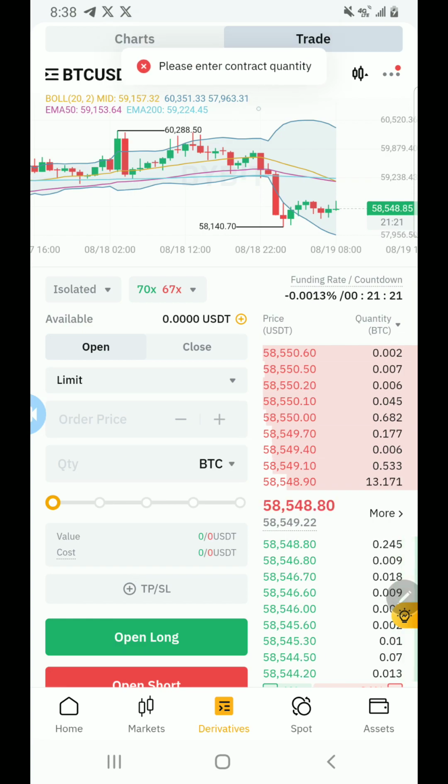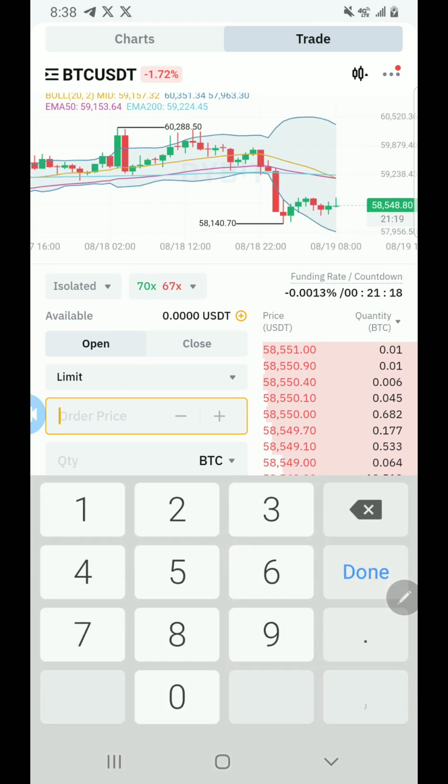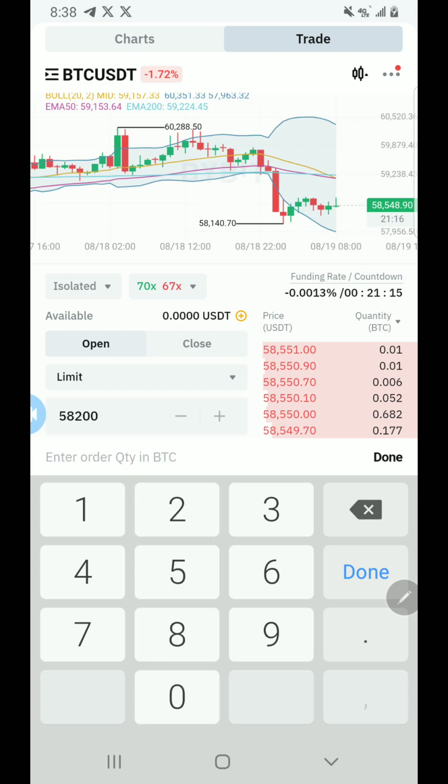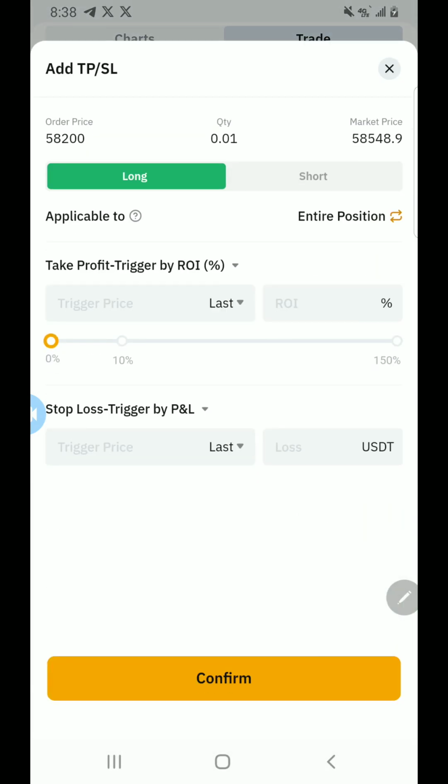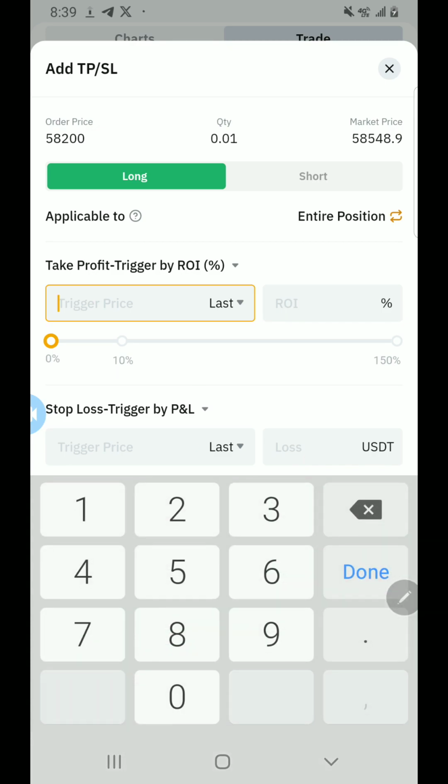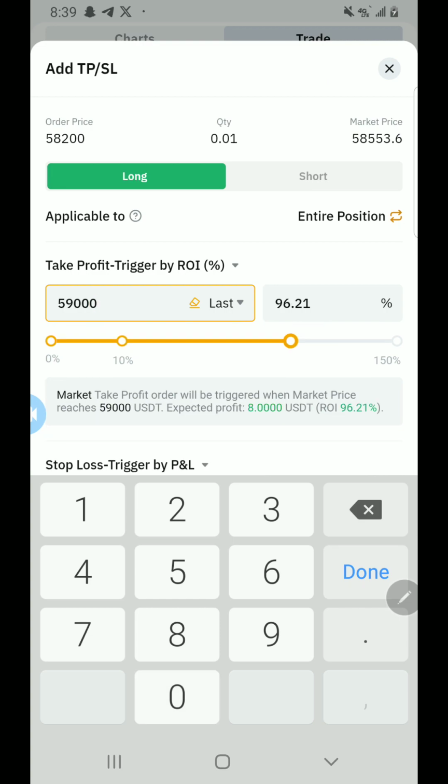Okay, it's telling me I got to enter a contract. So let me just say 58,200, and then I'm going to say 0.01. Then I'm going to say take profit and stop loss. So you see, this is your take profit target. So you can just put any value, maybe the first value you're given, and then your stop loss, this is where you put it, and of course you will see how much you will lose. So if I say my take profit is 59,000, you can see I'm going to make 8 USDT and a profit of 96.21% if the trade idea works in my favor.